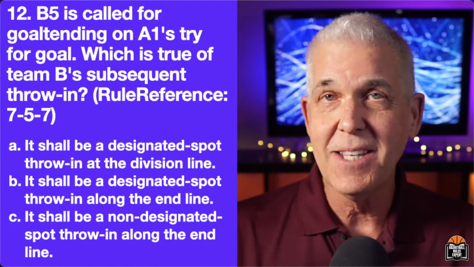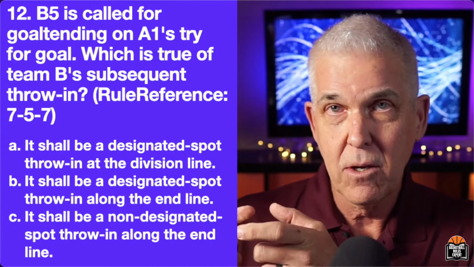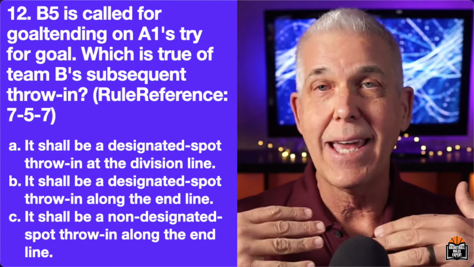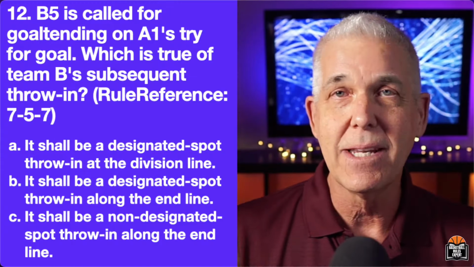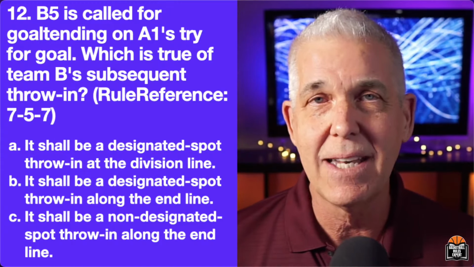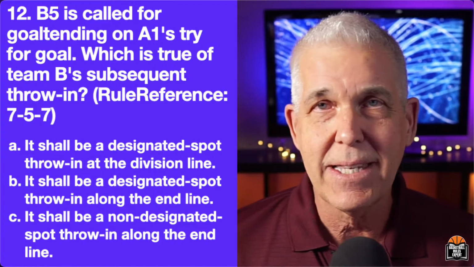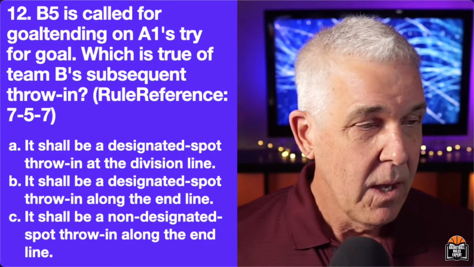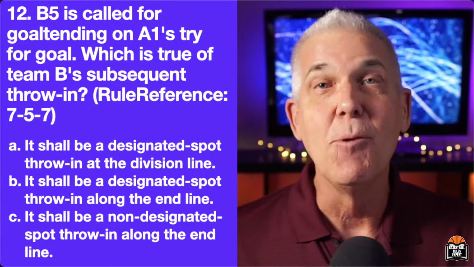Okay, well, when there's a defensive goaltending or basket interference call, the goal is scored. After a goal is scored, the opponent has the ability to move along the end line because of a non-designated spot throw-in. And that's what we have here. Our correct answer would be C. That's very straightforward. We're moving on to question 13.